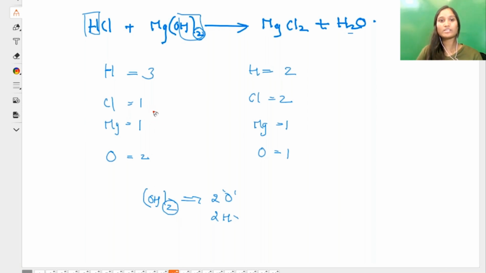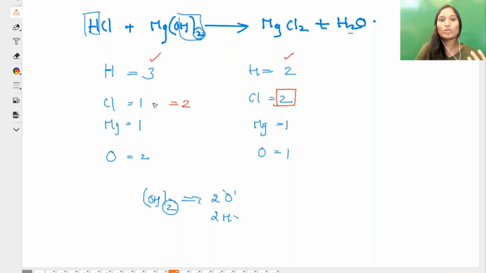Let us start balancing with chlorine. I have 2 chlorines on the right hand side. You know what? You can start balancing with anything, but try to choose the simple one. See, hydrogen is 3 and 2. You know, one odd, one even. It's difficult to bring a balance between hydrogen, right? But chlorine, I have 1 chlorine and 2 chlorines. It's easier to get chlorine balanced first, right? That's why I have chosen chlorine. It's a tactic. Please remember this.